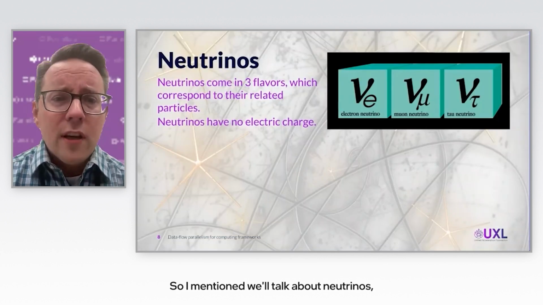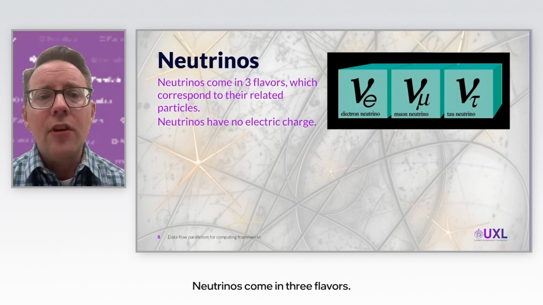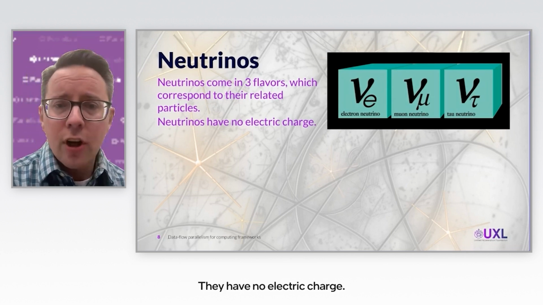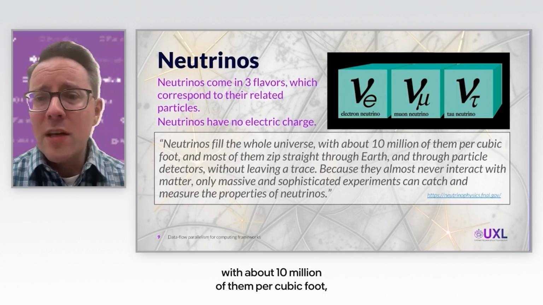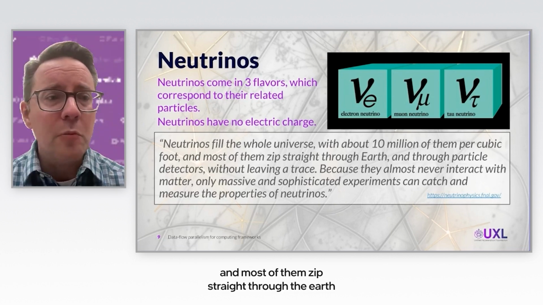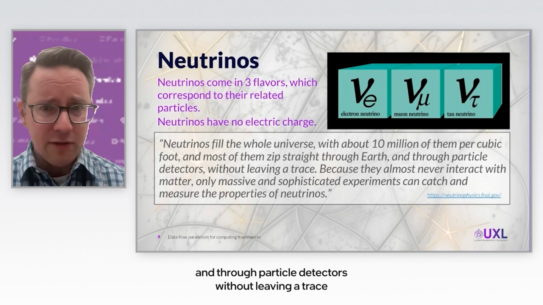So I mentioned we'll talk about neutrinos. As you saw in the previous slide, neutrinos come in 3 flavors. They have no electric charge. In addition, neutrinos fill the whole universe with about 10 million of them per cubic foot, and most of them zip straight through the Earth and through particle detectors without leaving a trace.